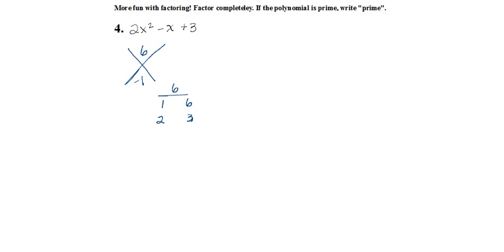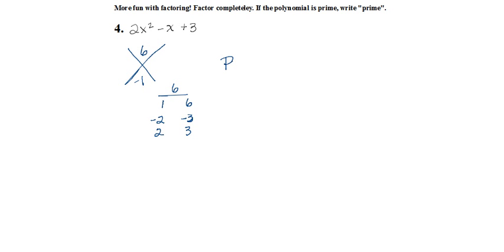Because if I have a positive 6 that it's trying to multiply to be, then that means either both of them have to be negative, which does not give me a negative 1, or both of them have to be positive, a positive 2 and a positive 3, okay? So I'm not getting factors that are going to work for that. So this one is prime. We tried all of our factors and they're not giving us a solution.